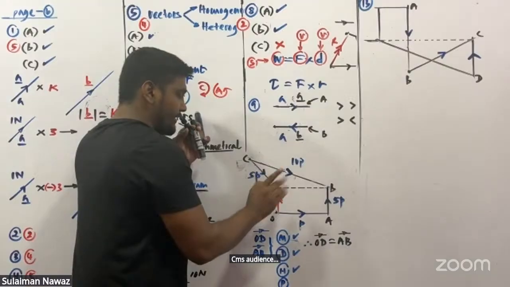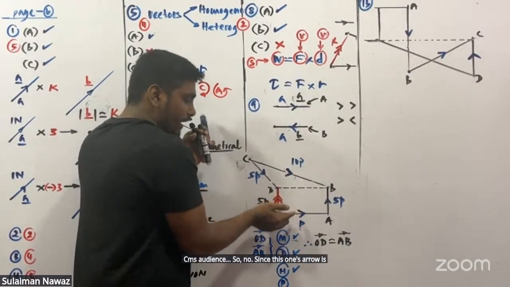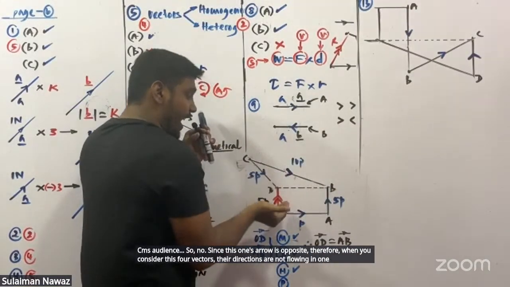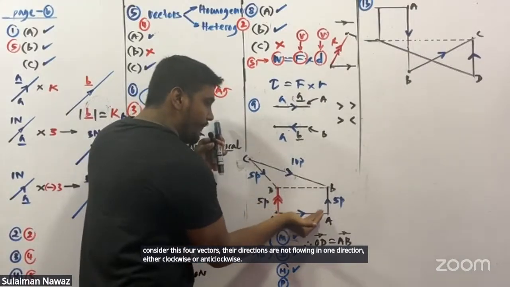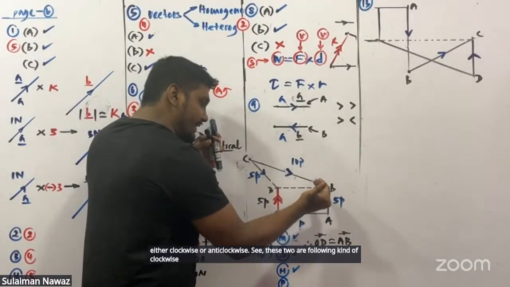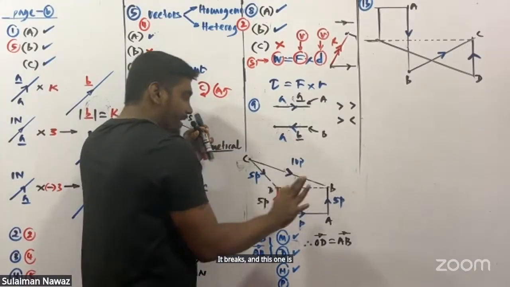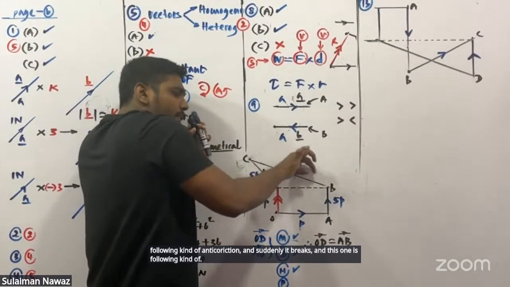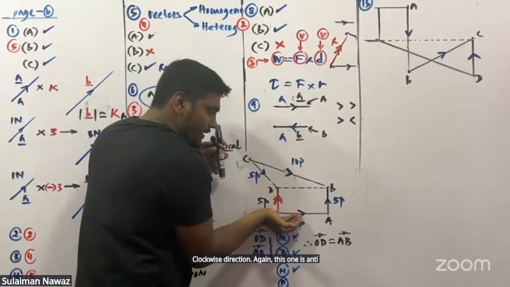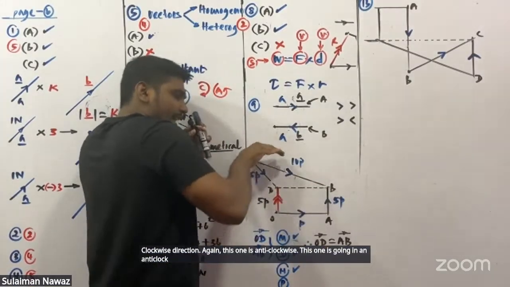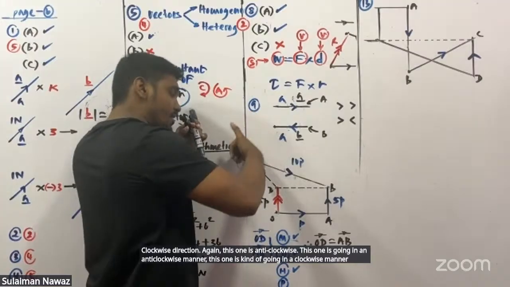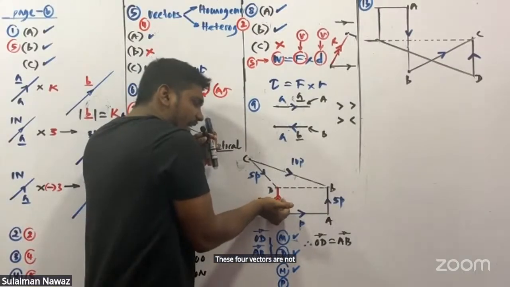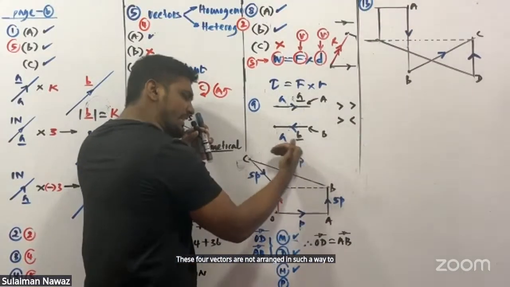No. Since this one's arrow is opposite, when you consider these four vectors, their directions are not flowing in one direction, either clockwise or anti-clockwise. See, these two are following an anti-clockwise direction and suddenly it breaks, and this one is following a clockwise direction. Again, this one is anti-clockwise. This one is going in an anti-clockwise manner, this one in a clockwise manner, and this one again in an anti-clockwise manner. So therefore, sir, these four vectors are not arranged in such a way as to flow in one direction.